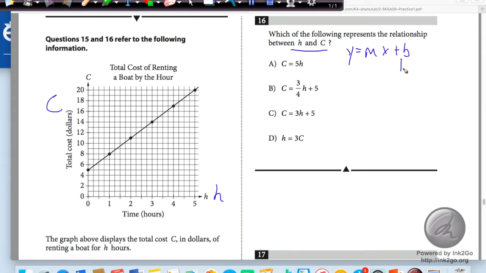Your b, you've already solved for before, which is your positive 5. Notice here it's a positive 5, it's not a negative value. When you figured out what your c-intercept was, when h equals 0, what is the value of y? When h equals 0, or when x equals 0, what is the value of y? So you know it's not going to be A. You also know it's not going to be D, because you're going to need your positive 5 there for that slope-intercept form. When you do y equals mx plus b, then this is the real trick.